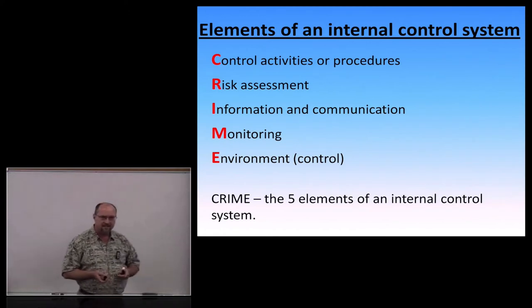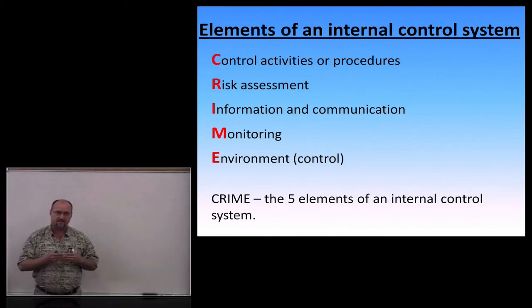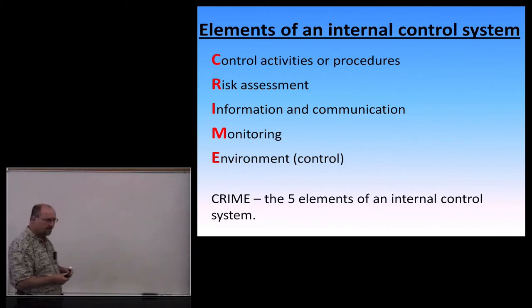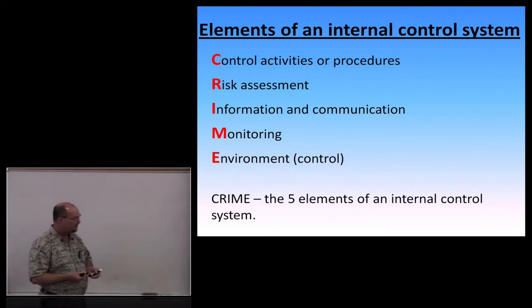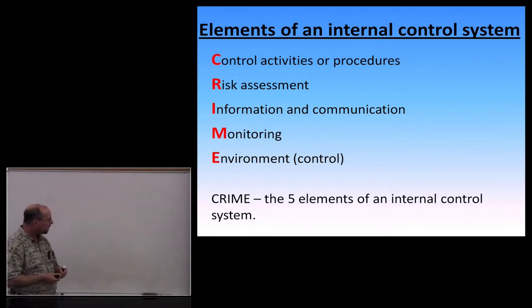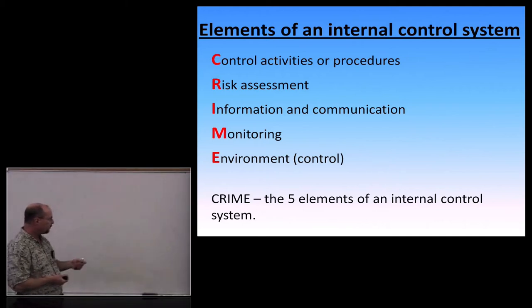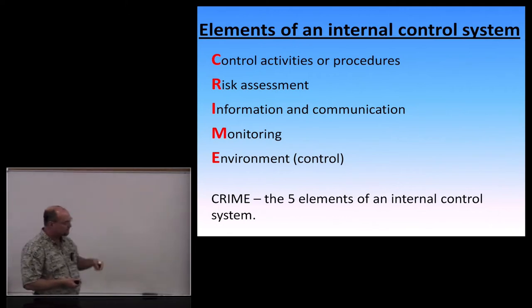Okay, in order to achieve the objectives of internal controls, we have to design a system of internal controls. Okay, and notice we have a mnemonic, which is a memory tool to help you memorize the five components or the five elements of an internal control system. Okay, control activities, sometimes called control procedures, risk assessment, information and communication, monitoring, and the control environment. And I simply switched the words control environment so I could create the mnemonic CRIME to help you memorize the five elements of internal controls. So we're going to talk about these five elements.